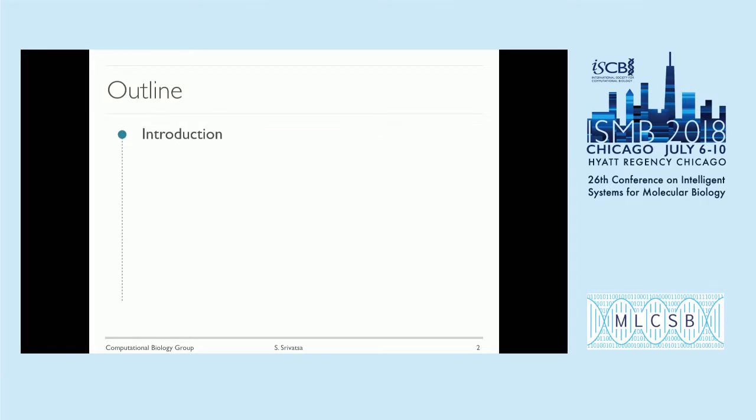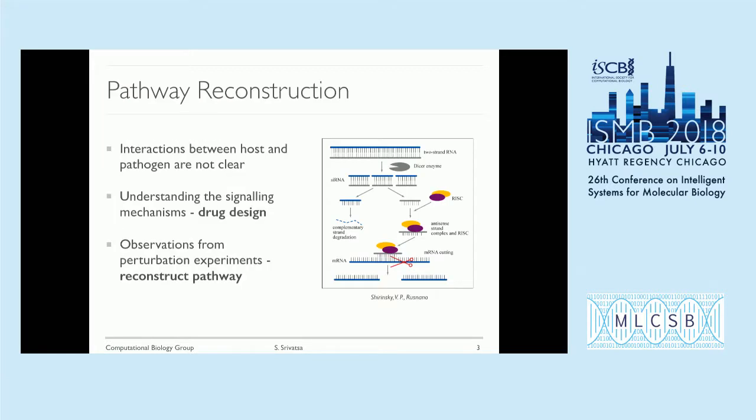So just to give you a quick introduction of the existing method and our motivation, a biological pathway is a series of interactions between different molecules in a cell that results in a specific product or change in the cell. So when a host is infected by a pathogen, there are different interactions between the host and the pathogen molecules that are often not well understood. A better understanding of these interactions could enable us to design a suitable drug against the pathogen.